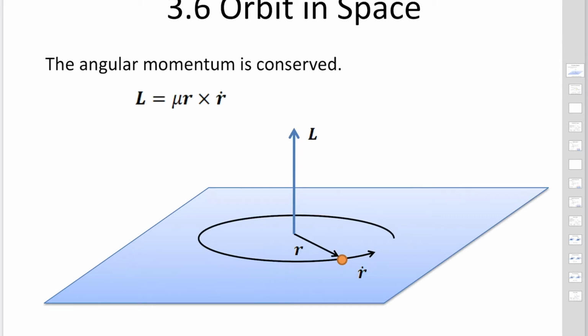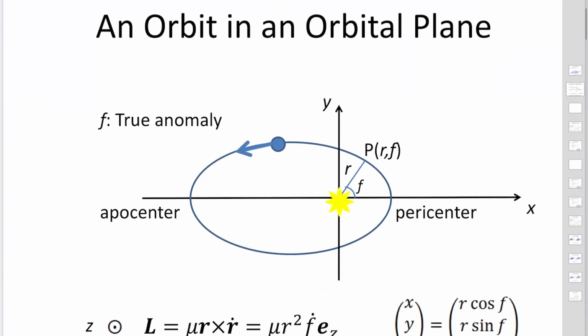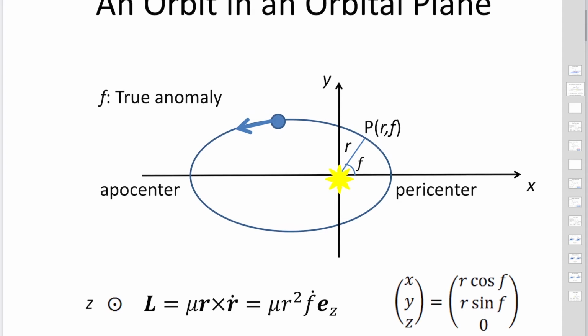So in this section, we'd like to find the orbit in space. The particle can only move on a plane, from the conservation of angular momentum. We find the orbit lies in the plane. Then we'd like to express this angular momentum in polar coordinates. The Sun is located at the origin.